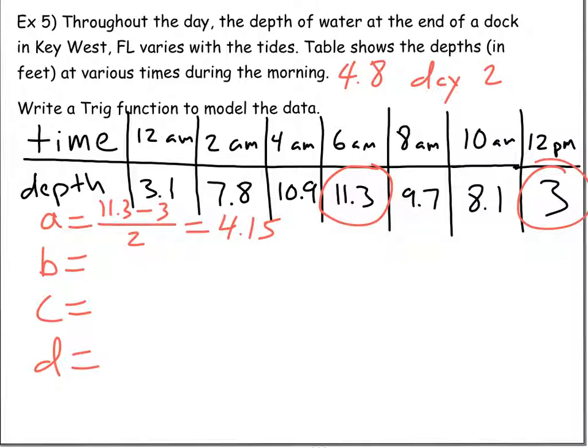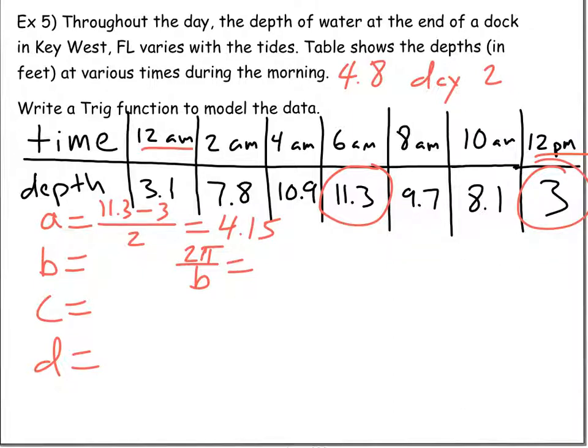B is a little bit trickier, but you can still really get it from a formula. I look at the table and it looks like at midnight right here we're sitting at low tide, because the water depth at the end of the dock is minimal, and we're there again at noon. Okay, we're there at both. Okay, 2 pi divided by B has to equal our period. Okay, we can use a formula here.